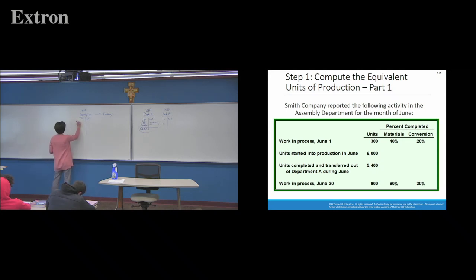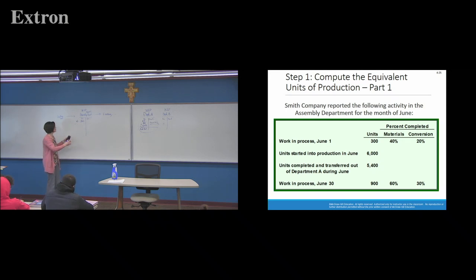So I'm going to suggest that this is my June 1st balance, and these are units, not dollars. I can do it either way, but right now we're starting out with units, all right? So it says I have 300 units as my beginning balance. Now, where did those units come from? Those were units that were started the previous month, right? Those were units that came from maybe the cutting department. I'm just making this up as I go here a little bit, but they moved into this department. That's how many units were in the assembly department as of June 1st.